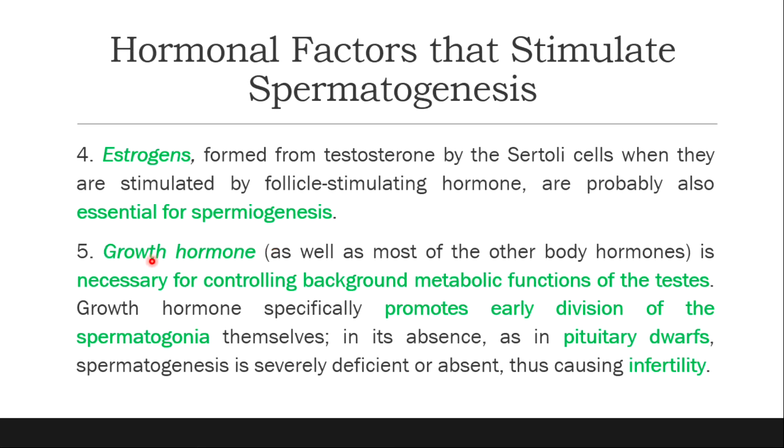Important yon. Kasi nga, di ba sinabi ko kanina na yung growth hormone is necessary for controlling background metabolic functions of the testes. And it also promotes the early division of the spermatogonia. So, ibig sabihin, pag walang division ng spermatogonia, walang mapo-form na mature sperm. Kasi nga, di ba yung unang process natin is magdi-divide muna siya into two daughter cells, di ba? And then, yung two daughter cells na yun, magdi-divide ulit. Meiosis 1, meiosis 2. So, kung wala yung mga division na yun, walang mapo-form na sperm or mature sperm that will eventually lead to infertility.